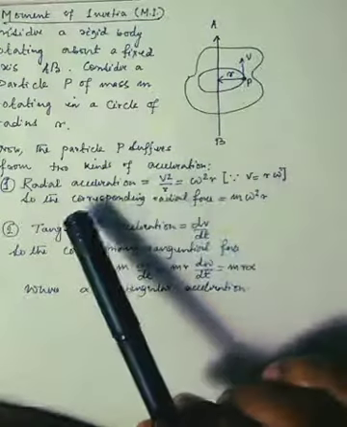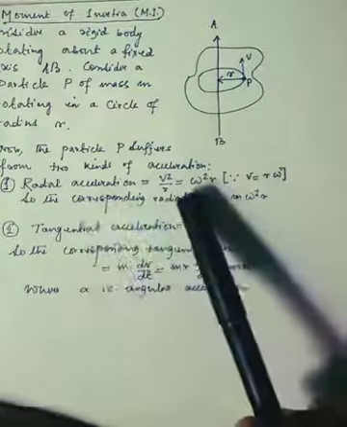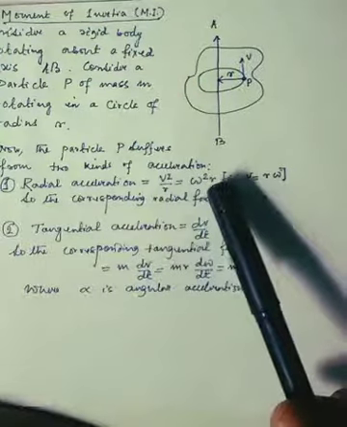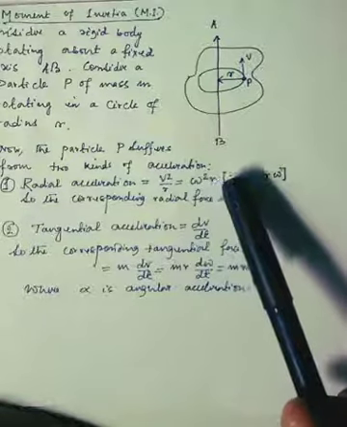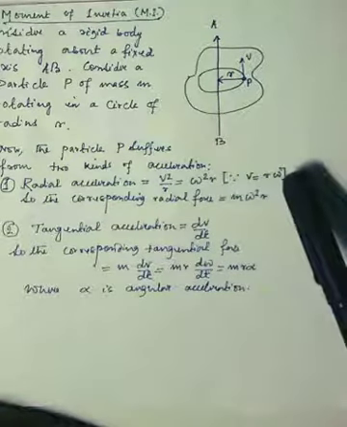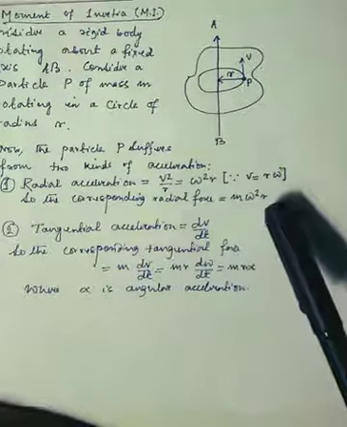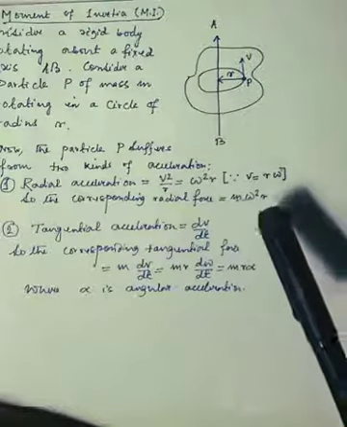Now the particle P suffers from two kinds of acceleration. One is radial acceleration, which is v square by r, and which is in turn equal to omega square r, because v is equal to r omega. So the corresponding radial force is equal to m omega square r.